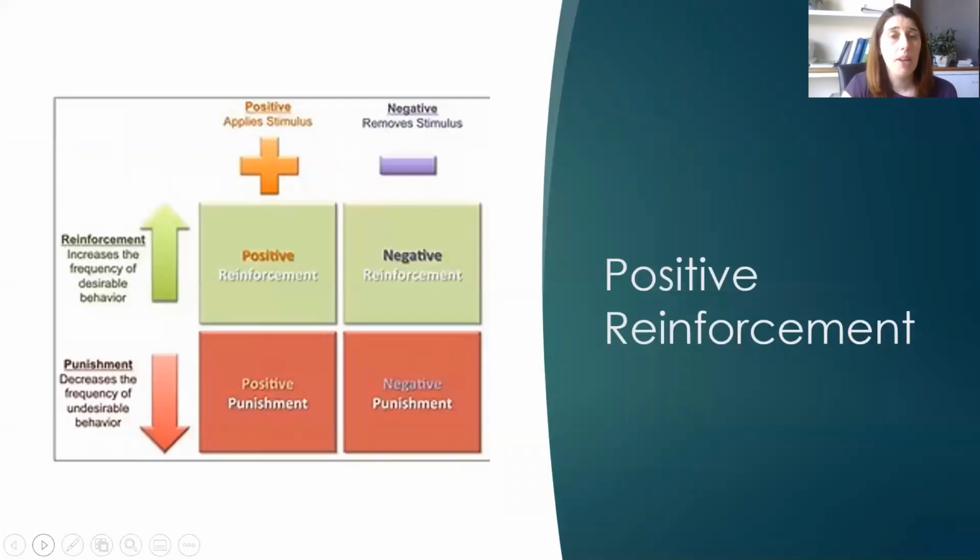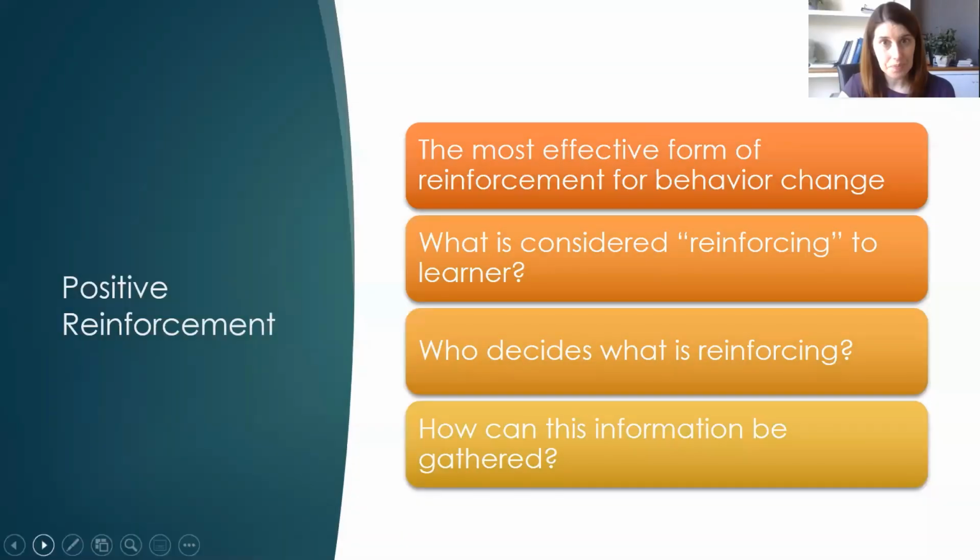So in this diagram, which I'd like to put in here, it just gives a general picture of every type of reinforcement and punishment, positive and negative. We're going to be focusing really on the upper left-hand quadrant here, of reinforcement that applies stimuli after the behavior that you want to see more of and increases the frequency of the desired behavior. So let's really just focus on positive reinforcement during this time. It is the most effective form of reinforcement for behavior change.